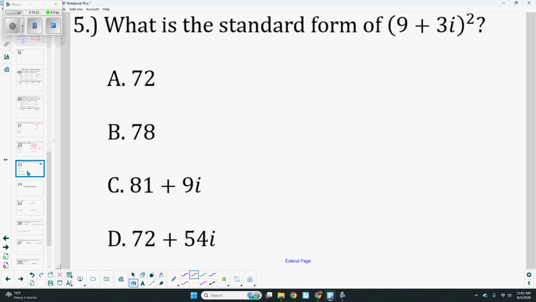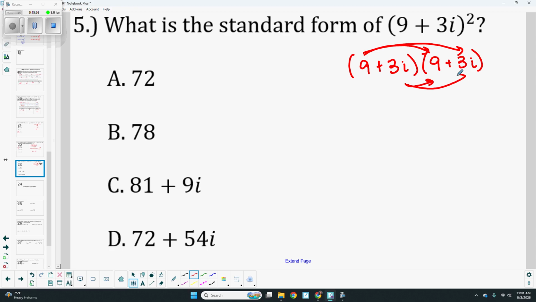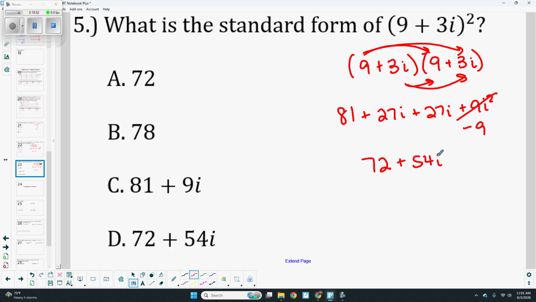And our final one, what is the standard form of (9 + 3i) squared? So remember, we cannot distribute the power. We're going to do 9 plus 3i times 9 plus 3i. That's going to be 81 plus 27i plus 27i plus 9i squared, which is minus 9. So 81 minus 9 is 72. 27 plus 27 is 54. So that would be choice D.